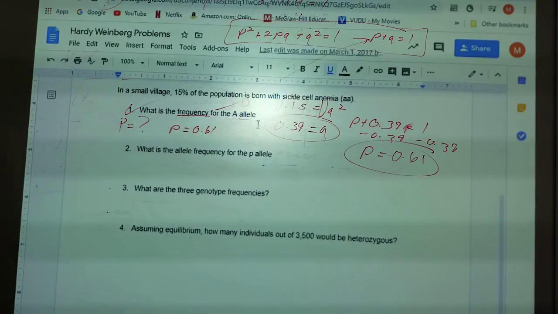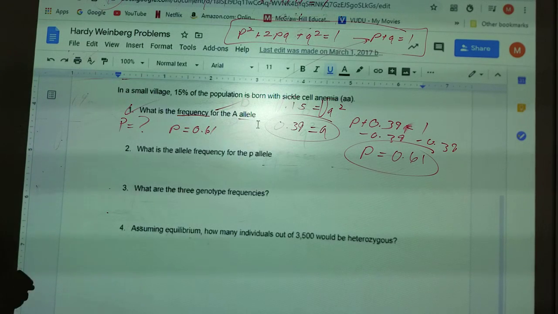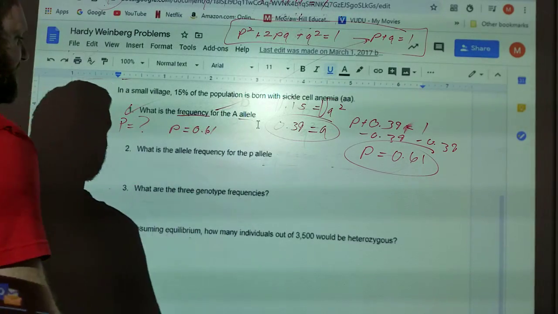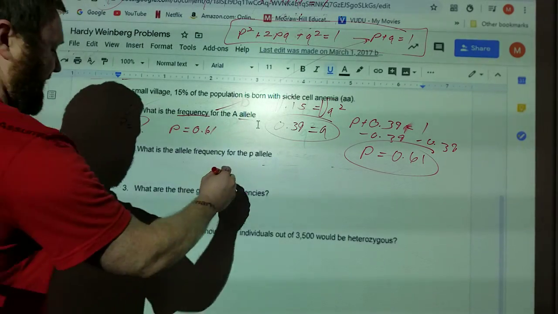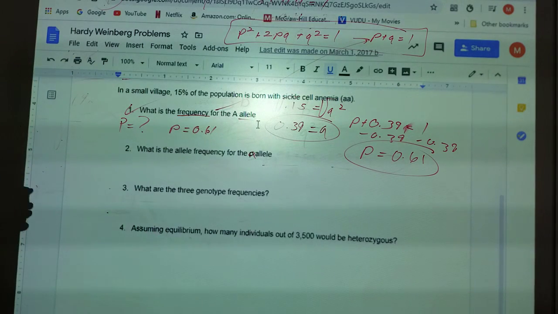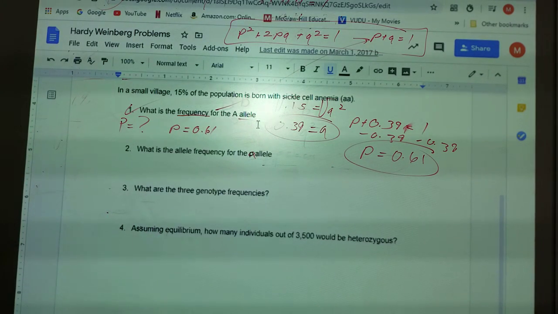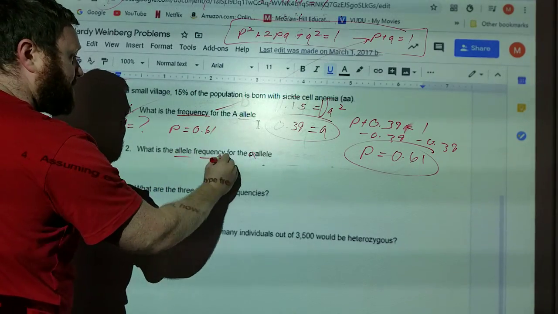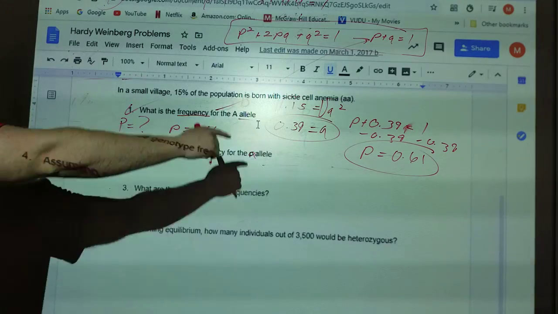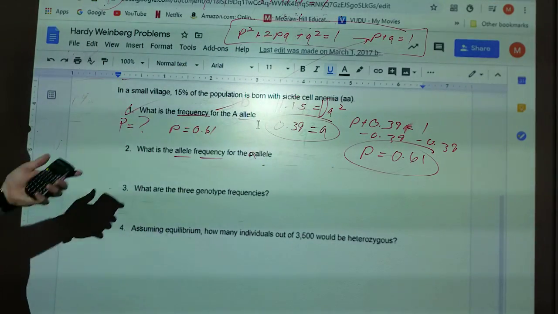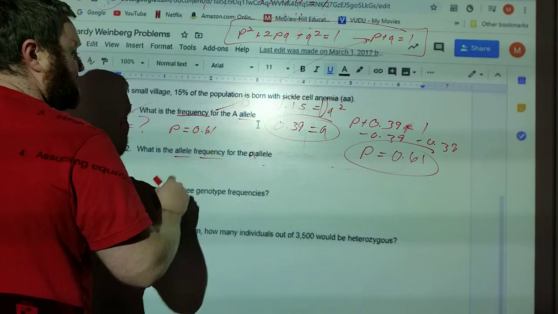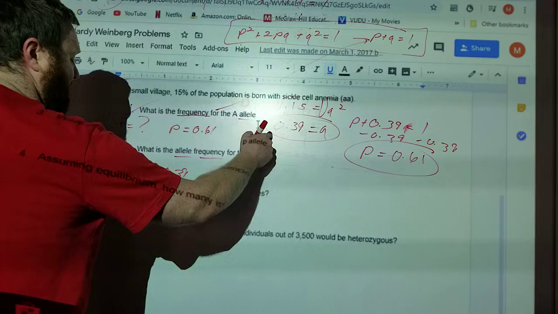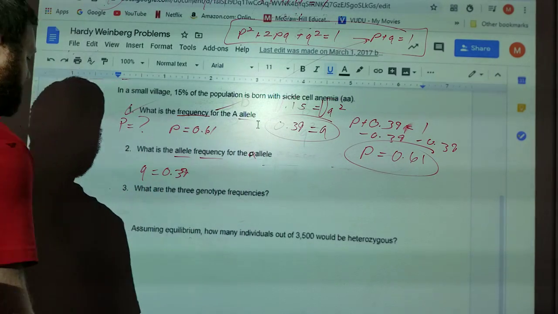Then it says, what is the allele frequency of the lowercase a allele? That's not supposed to be P, I think that's supposed to be A. I forgot this one had a typo. So the lowercase a allele, we just found that. It's real easy. By the way, use the key terms, allele frequency, so we know we're talking about that one over there, not this one right here. We haven't even used this one yet. If p is 0.61, then q is 0.39. This guy right here.